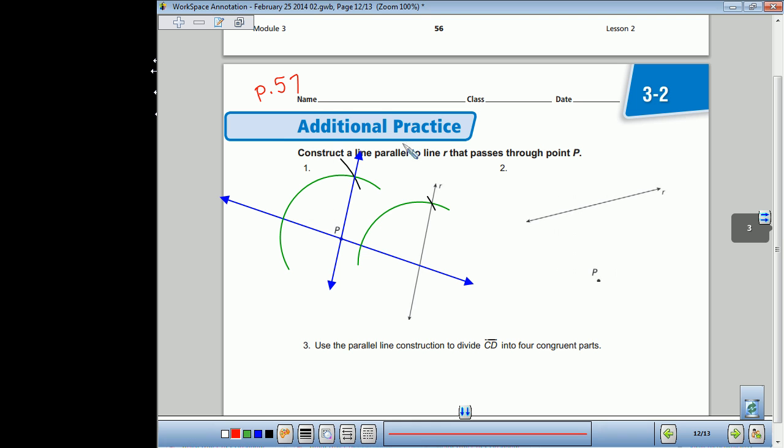Okay, now, why should these be parallel? Because I copied an angle. I created corresponding angles that are congruent. That's why the lines should be parallel, because I copied the angle, creating congruent, corresponding angles. Okay, you try number 2 on your own.